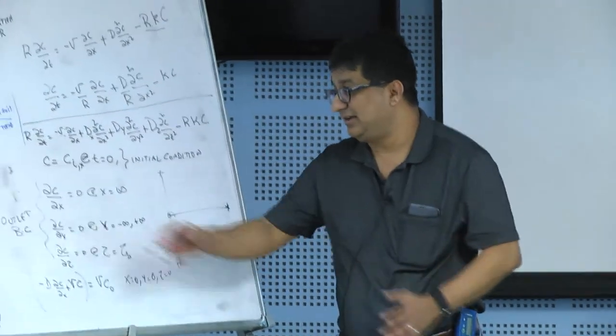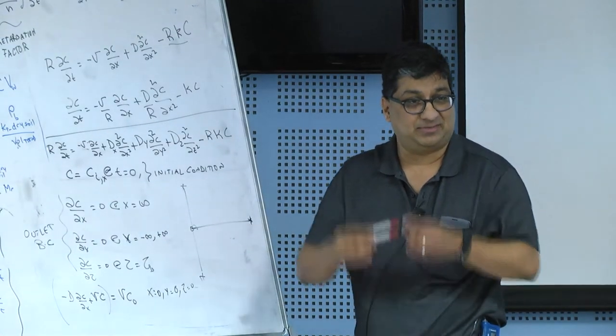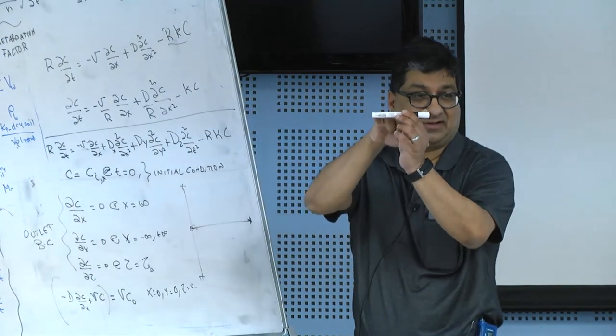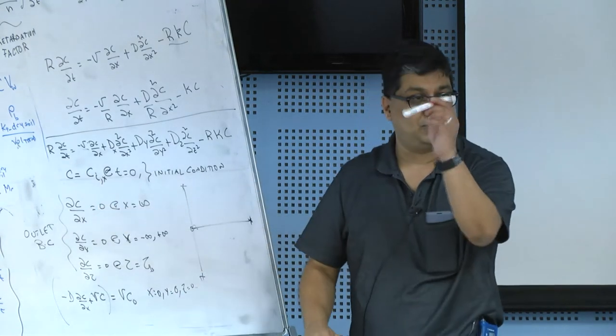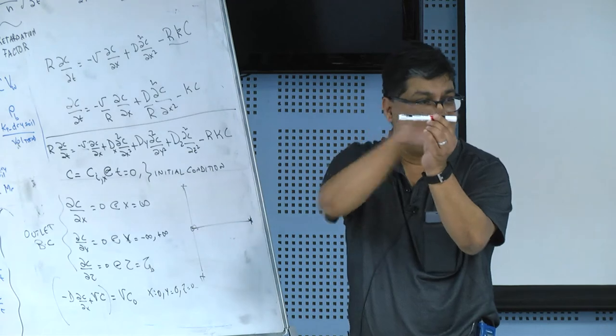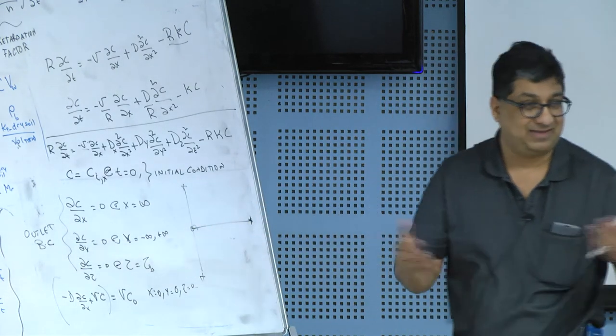So dh over dx will be equal to zero, which means if the heads are the same, there is no flow. What this is saying is that the concentration is the same on either side of the boundary, so there is really no flow happening at that location.